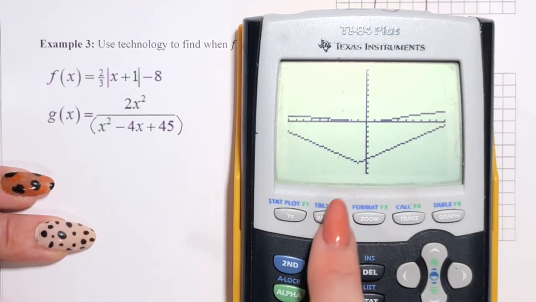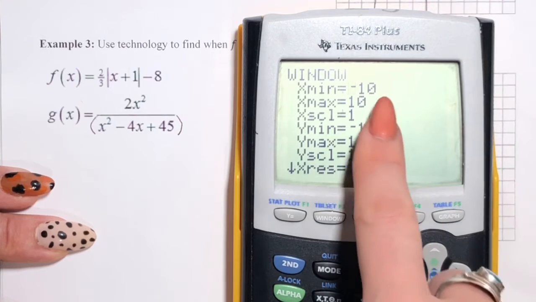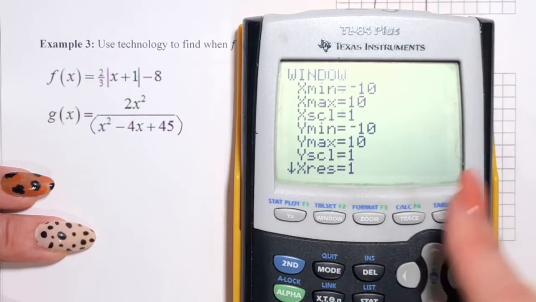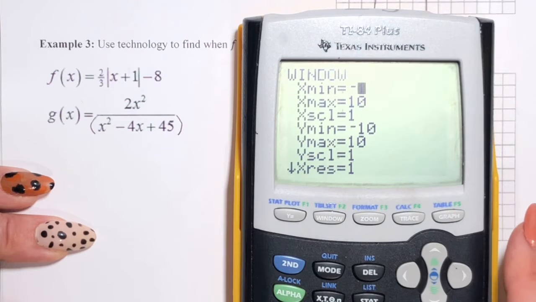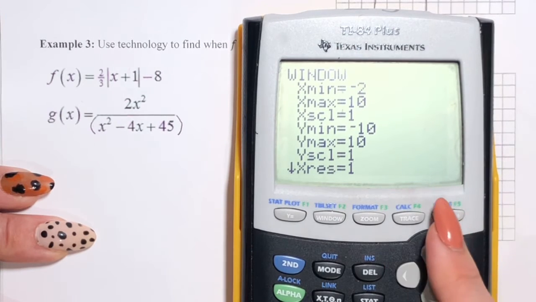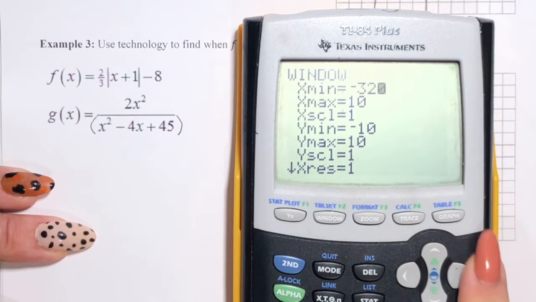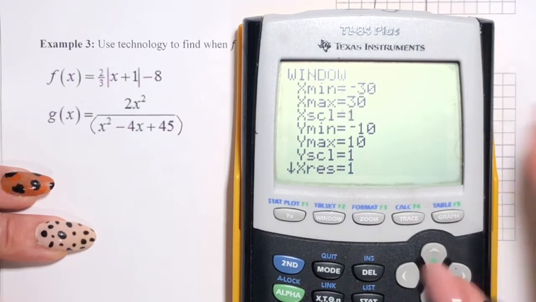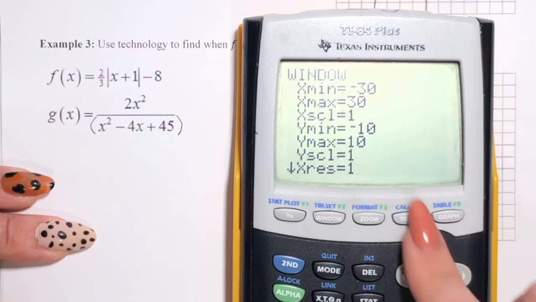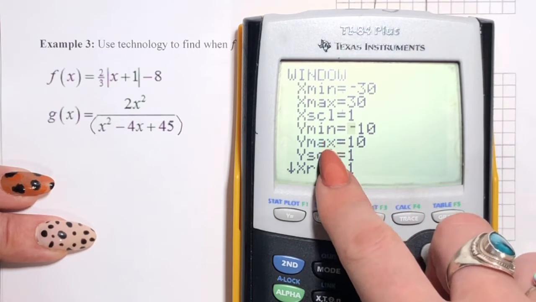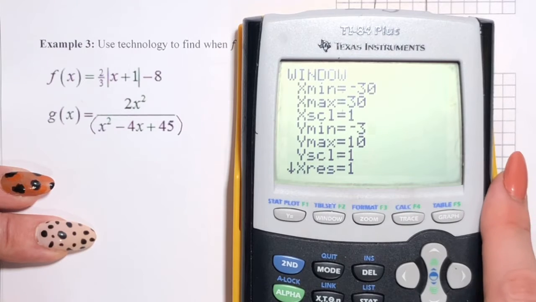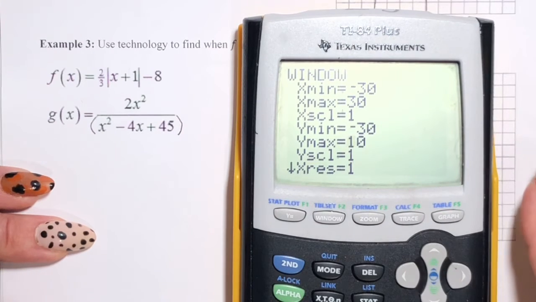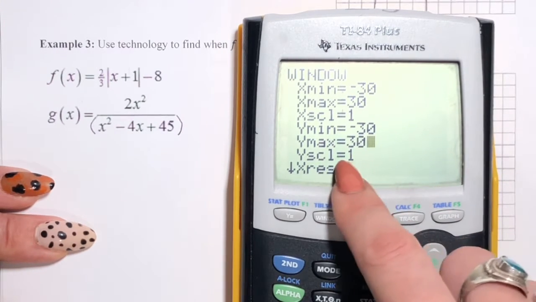So your window is this button. Right now I'm just going from -10 to 10, which isn't very big. Let's go from -30 just to be safe, to +30. And this scale is saying we're just counting by ones. And then for our y min and our y max, let's say we're going for -30 down and up to +30, and we're just counting by ones again.